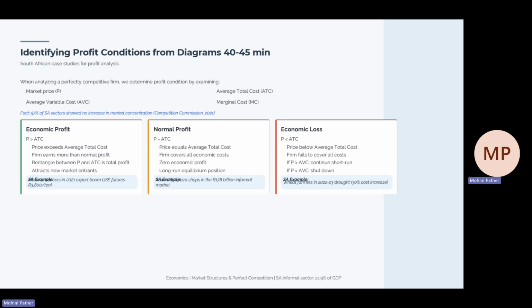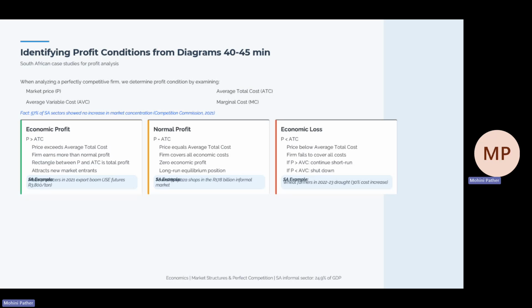Again, do you remember our three forms of profit? Obviously there is economic profit, where we consider all of the opportunity costs. There are normal profits. In the long run, this is what you want to achieve: normal profits, not excessive levels of profits, and you do not want to be making an economic loss.